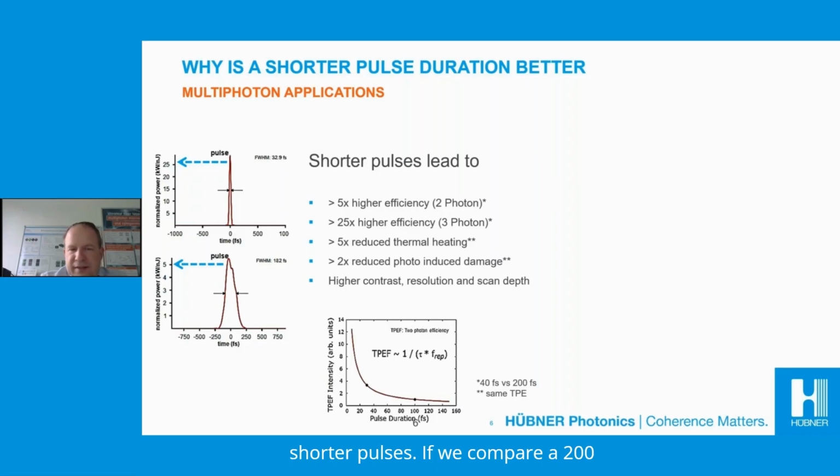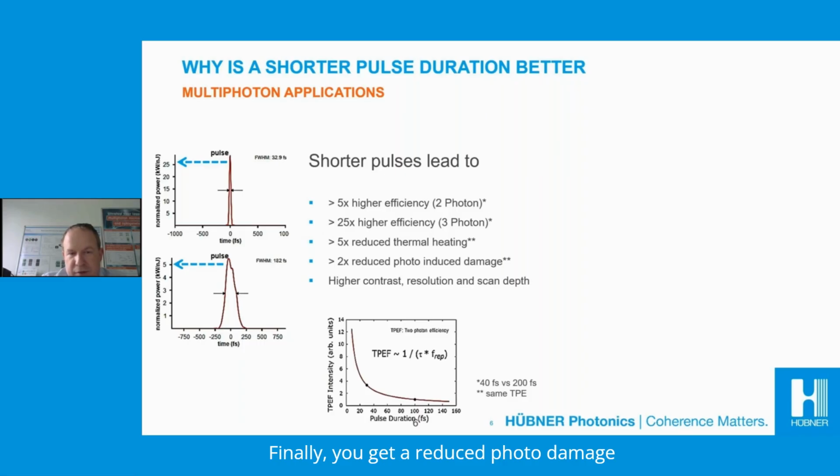Finally, if we compare a 200 femtosecond pulse to a 40 femtosecond pulse, just decreasing the pulse duration by a factor of 5 leads to a 5 times higher efficiency in the two-photon process. If we think about three-photon processes, it scales to the square, so the probability increases by a factor of 25. If we keep the two-photon efficiency the same, it also means that you can reduce the average power of the laser by a factor of 5, which will in the end reduce the thermal heating of a probe by a factor of 5.